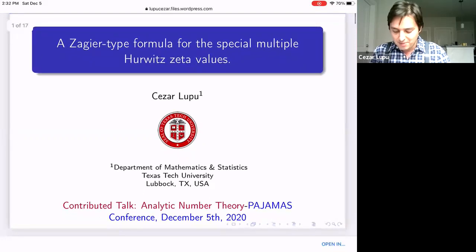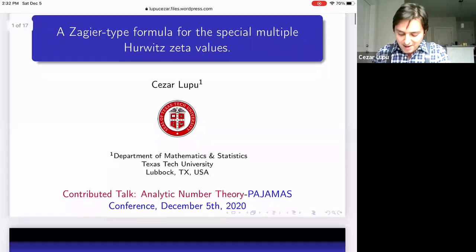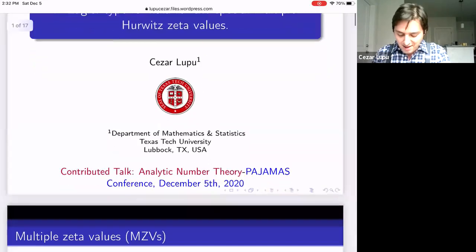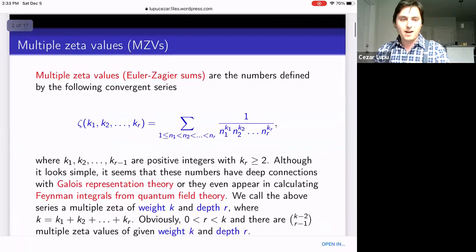So I will talk about a formula. Well, I'm not sure if it's well known, but before I talk about the multiple Hurwitz zeta values, and especially multiple t values, as we will call them, let me give you some context. The first thing I would like to start with is the multiple zeta values.